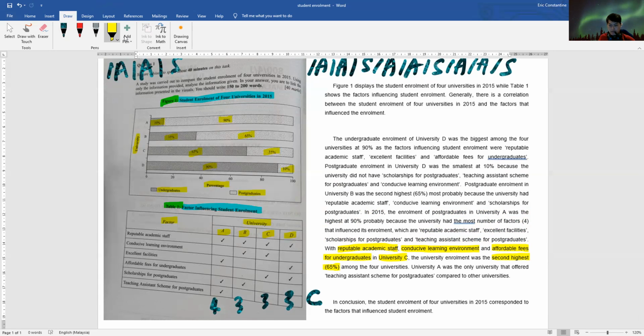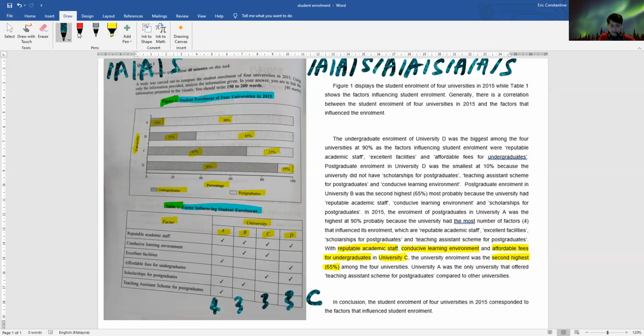Now looking at this, this is the reverse technique, or reversing the phrase. So usually we have the first part taken from the first visual, and after that we link with the second visual. But this is the other way around. There's nothing wrong with that. But again, you just have to prove that the analysis and the synthesis is correct. Okay, so as long as my key features, I know that this is undergrads, this is university C, and this is my trend word, second highest. I have my data here.